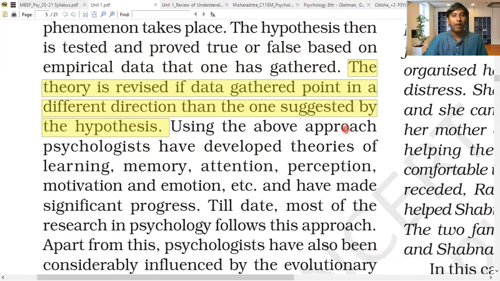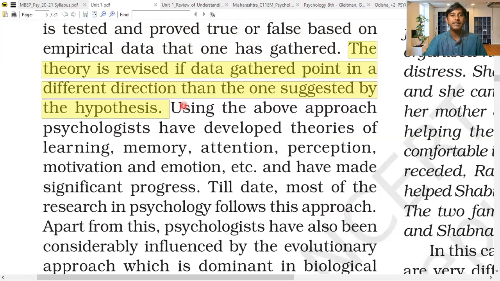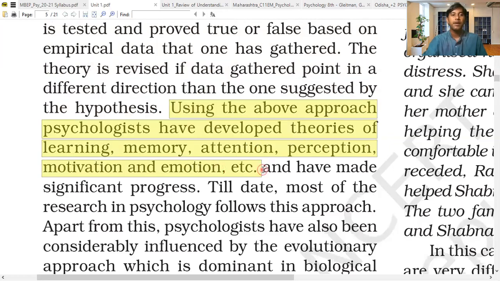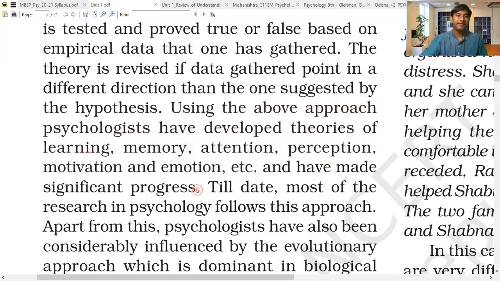Using the above approach, psychologists have developed theories of learning, memory, attention, perception, motivation, and emotion, etc. In this scientific approach, psychologists have developed learning theory, memory theory, attention theory. So they developed theory, and then you can use that theory to observe particular data or conditions, and have made significant progress. Yes, the theories are very reliable and significant progress is observed.